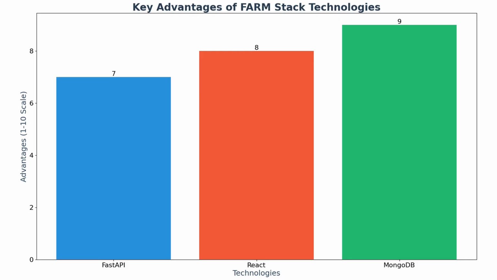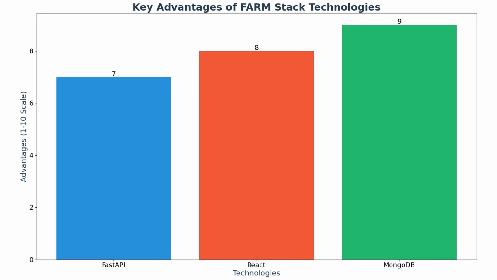The figure titled Key Advantages of Farm Stack Technologies displays a simple bar chart comparing the perceived advantages of Fast API, React, and MongoDB on a 1 to 10 scale. On the x-axis, we have the three technologies, Fast API, React, and MongoDB, while the y-axis quantifies their advantage scores. So, looking at the bars, we see numeric values: 7 for Fast API, 8 for React, and 9 for MongoDB.